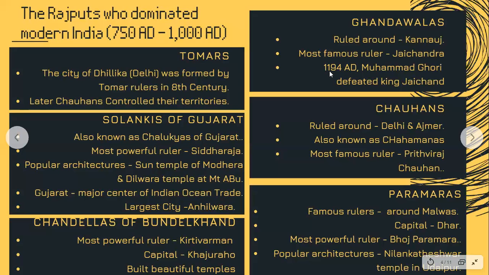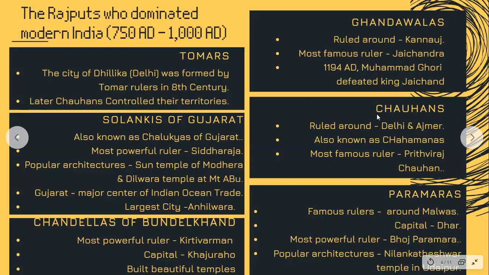And in 1194 AD, Muhammad Ghori defeated Jayachandra, right? So that's Gandhawalas for you, ruling Kannauj. Chandelas ruling Khajuraho, and areas around Khajuraho, Solankis ruling Gujarat, and Tomars around Delhi.